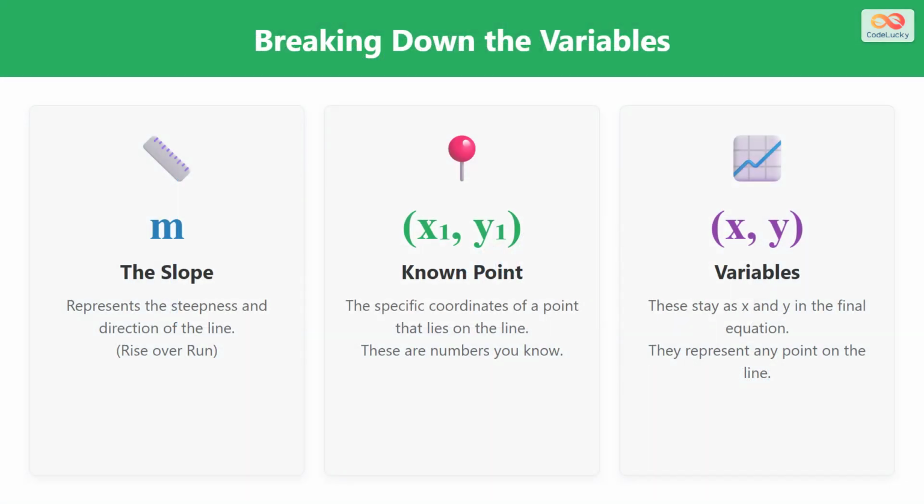Let's break that down. The letter m stands for the slope, or how steep the line is. The coordinates x1 and y1 represent a specific point that you know lies on the line. The plain x and y are the variables that stay in the equation to represent any point on the line.